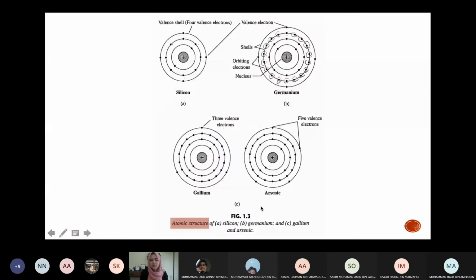Next, this is the atomic structure that I already drew in the previous slide. This is the atomic structure of silicon, this is germanium, this is gallium, and this is arsenic. Remember silicon is 2.8.4. So you have 2 electrons in the first shell, 8 in the second shell, and 4 in the third shell or the valence shell. The electrons in the valence shell we call the valence electrons. You can draw the atomic structure based on the electron configuration.